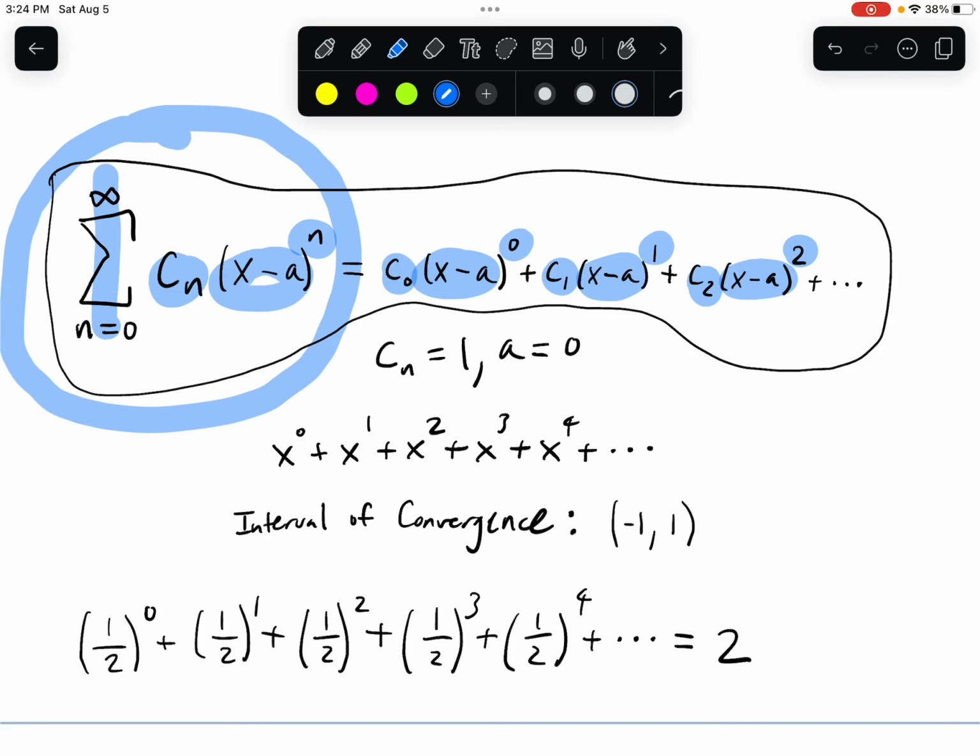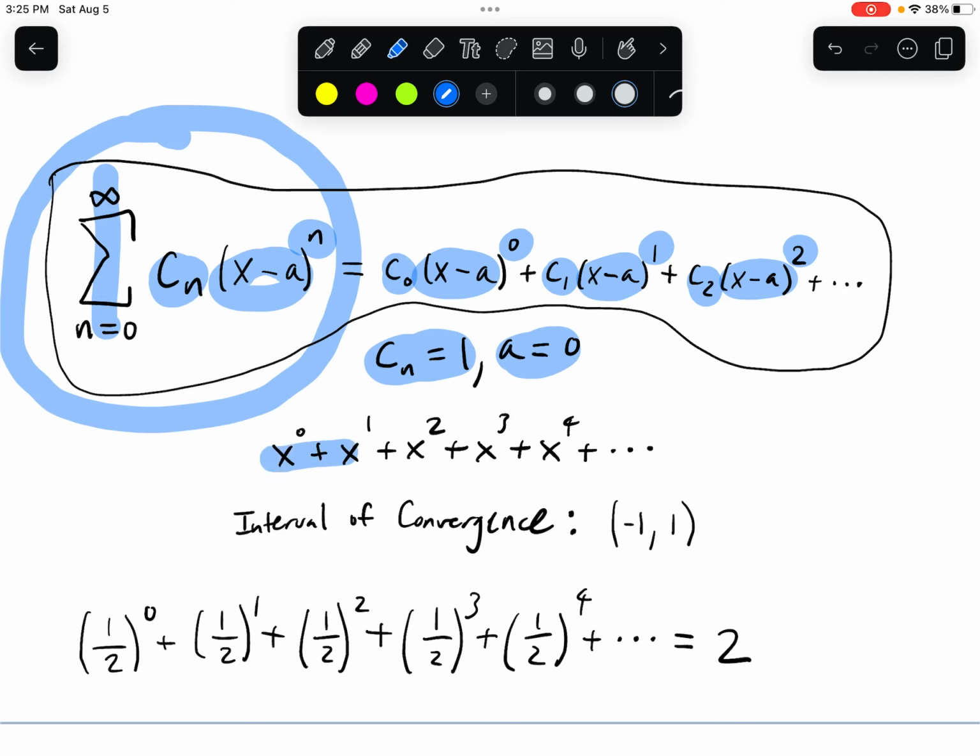So let's see a specific power series. So we can set all of the c constants, c0, c1, c2, all of them to 1, and we can set a to be 0.